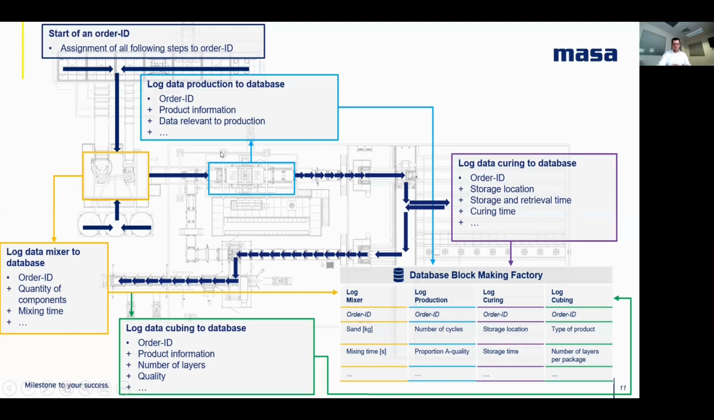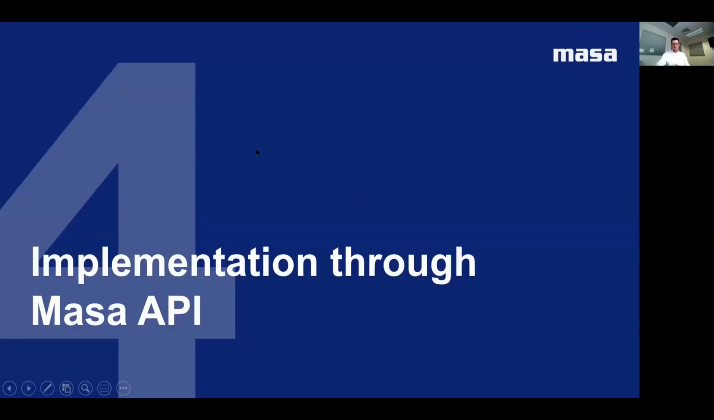So as you can see, you have huge amounts of data sets. This information is already available. It's already ready to be exported to external systems. But the process has been difficult to integrate in the past. So let's take a look at how we can implement this through a Masa API.